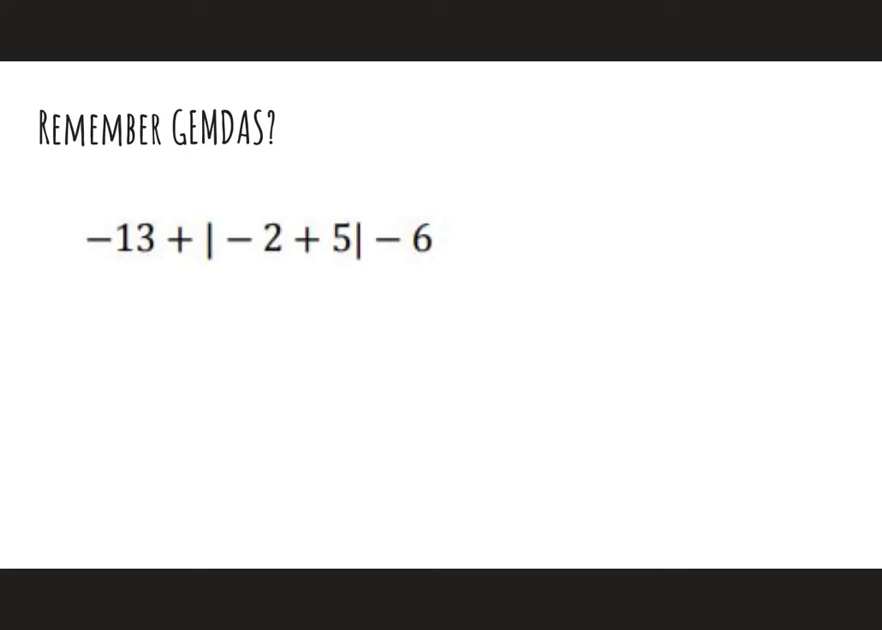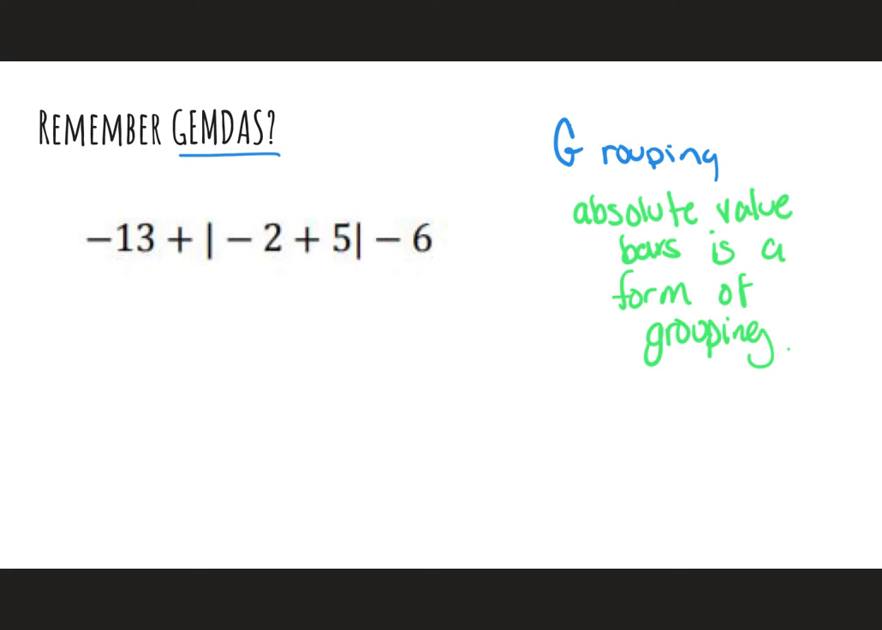Now we can also use absolute values in a long operation, and we have to recall GEMDAS. So remember that the G represents grouping. Absolute value bars will act as grouping symbols because we are grouping that specific thing together. So I'm going to do my absolute value bars first. So I'm going to do what's happening inside.